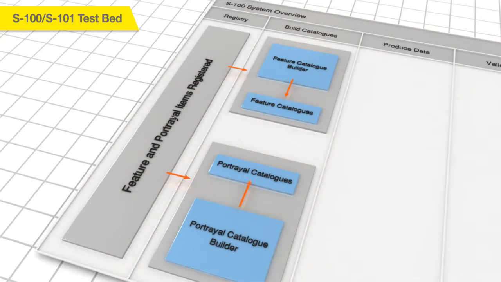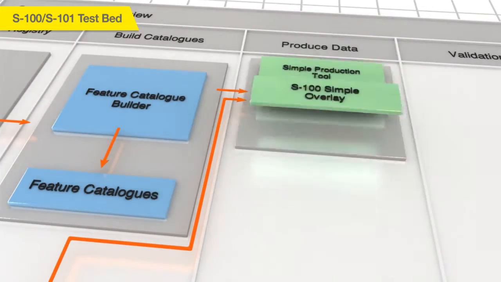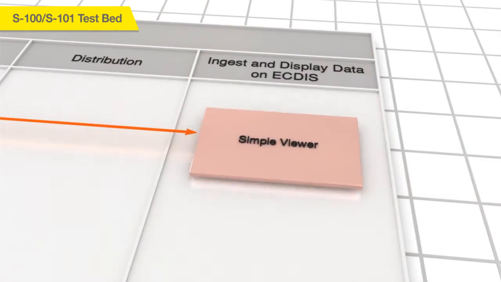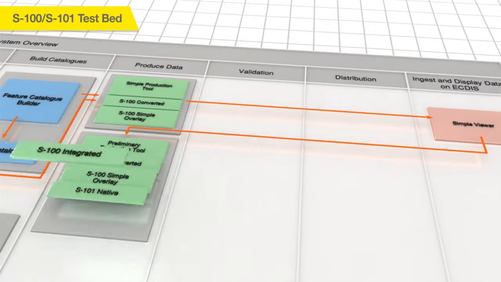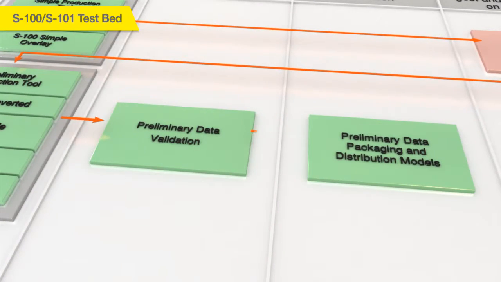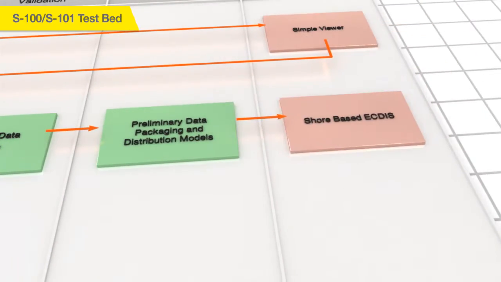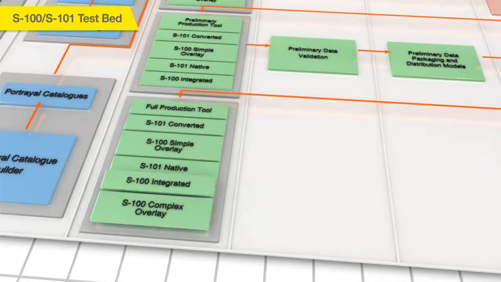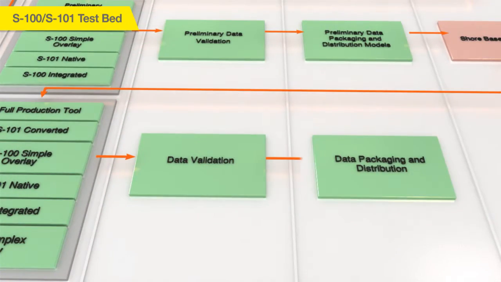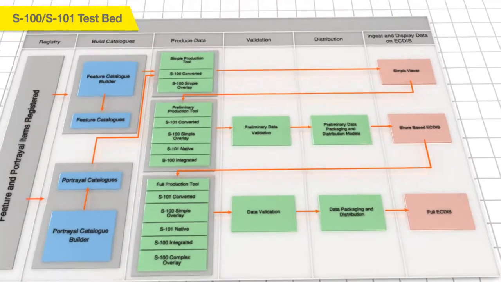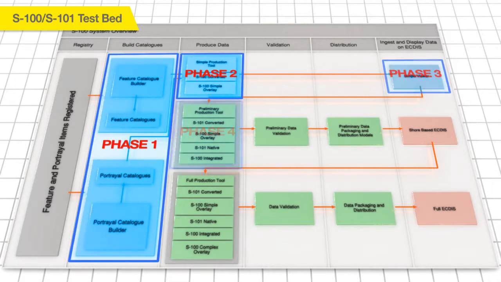IHO is establishing an S100-S101 testbed and has planned to verify the new functionality of S100 product specifications. The testbed consists of multiple subsystems. Its development is iterative and is made up of 9 distinct phases.